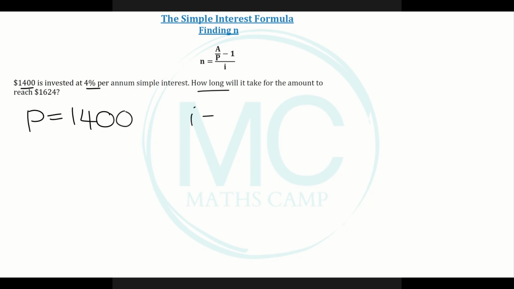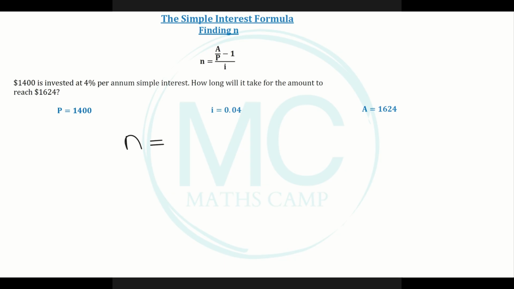So we say I is equal to 4 divided by 100, which gives us 0,04. The investment reaches an amount of $1,624. This is our accumulated amount. So we can say A is equal to 1,624. Now that we have these values, we can put them into the formula. So we say n is equal to A, 1,624 over P, 1,400.